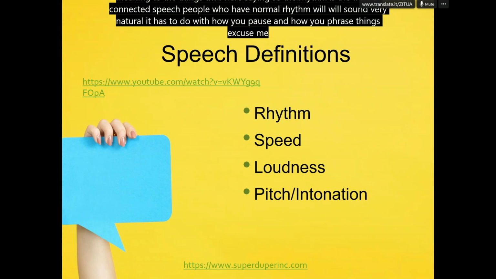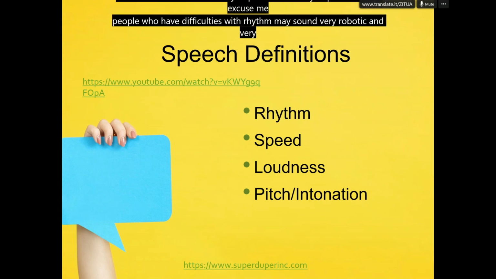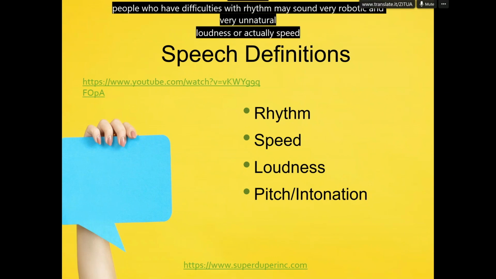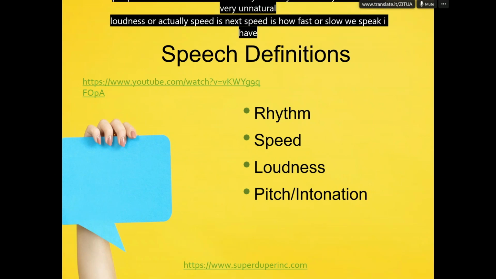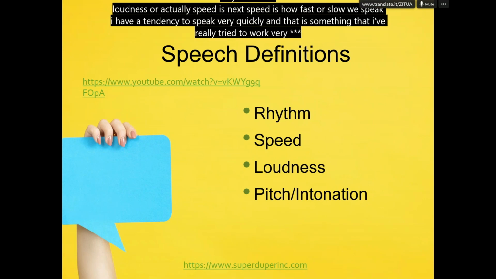People who have difficulties with rhythm may sound very robotic and very unnatural. Loudness, or actually speed, is next. Speed is how fast or slow we speak. I have a tendency to speak very quickly, and that is something that I really try to work very hard on when I'm speaking to audiences.